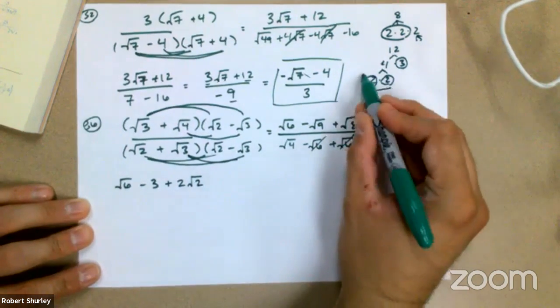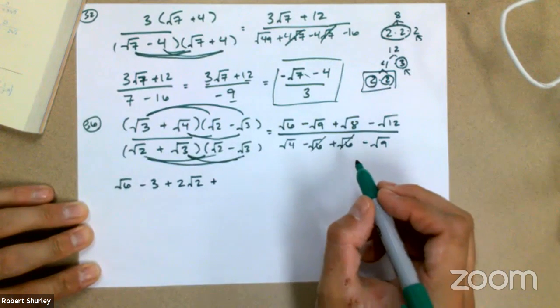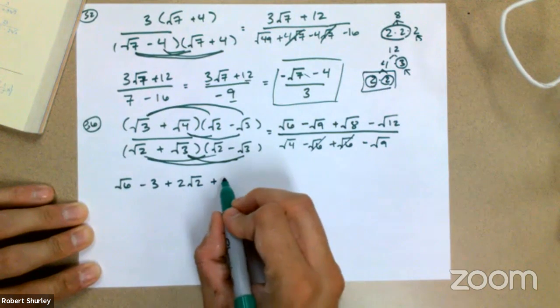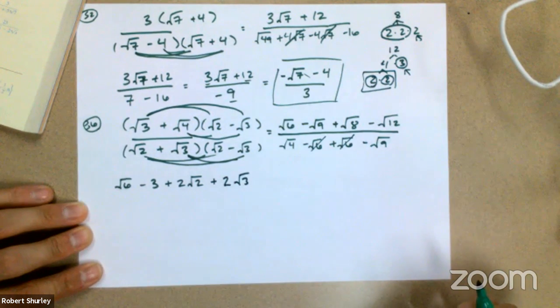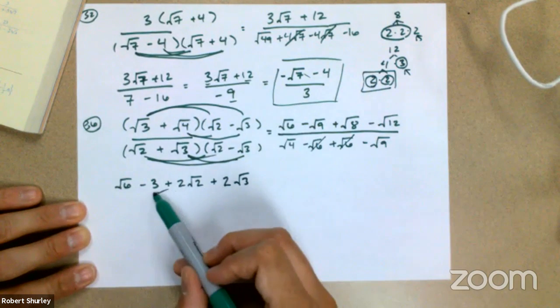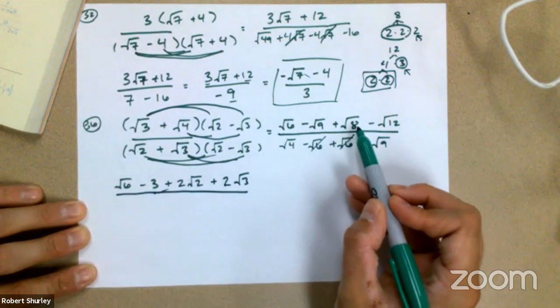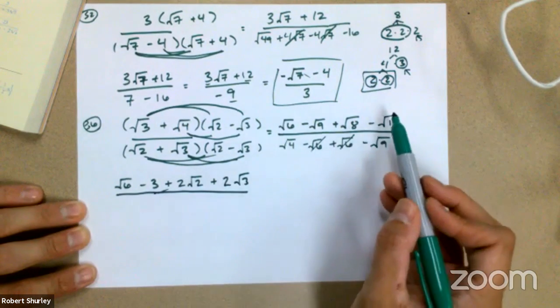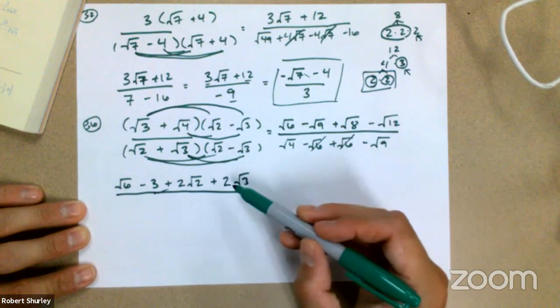So I can take a 2 out, and I'm left with a 3. So I get plus 2 square root of 3, right? So square root of 6 is just square root of 6. Square root of 9 is 3, now it's minus. This factors into 2 square root of 2, and this simplifies to 2 square root of 3.